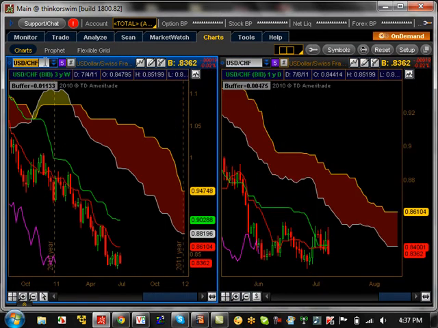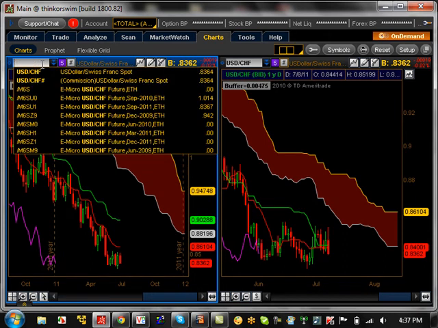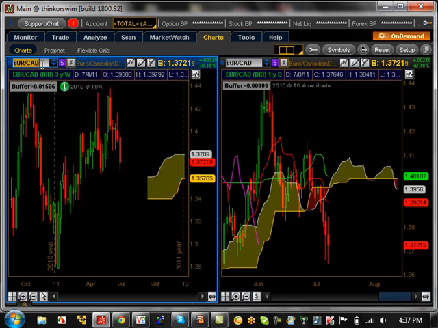Let's go look at USD/CHF. USD/CHF is still very strong to the bearish side on the weekly time frame. On the daily, you could see it just consolidating here, but nothing really there at all. So there's nothing there.